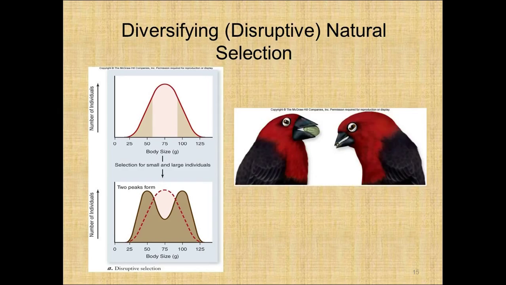If we look at the natural world, we're going to look at the African black-bellied seed cracker finch. Food resources for these birds are either large seeds with hard shells or small seeds with soft shells. Disruptive selection favors birds whose beak suits one seed size or another.